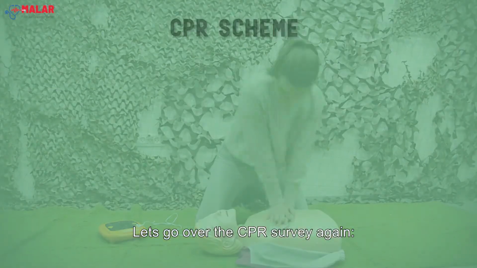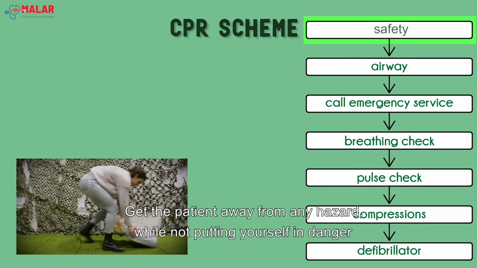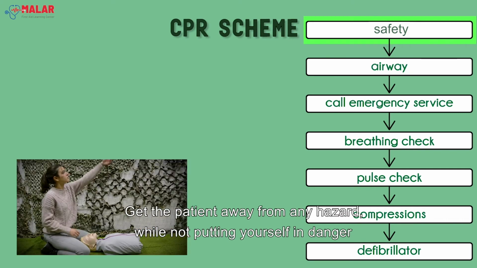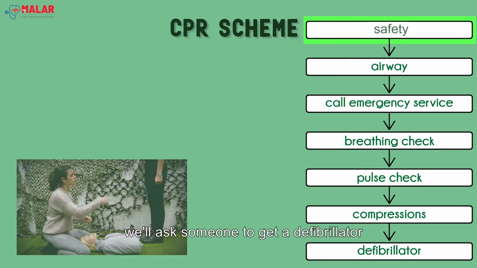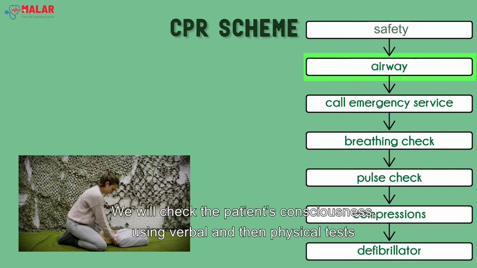Let's go over the CPR survey again. 1 is the S level, safety. Get the patient away from any hazard while not putting yourself in danger. We will ask someone to get a defibrillator. 2, the A level, airway. We will check the patient's consciousness using verbal and physical tests.